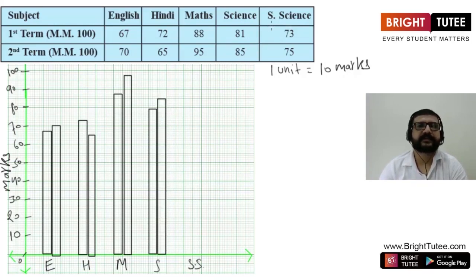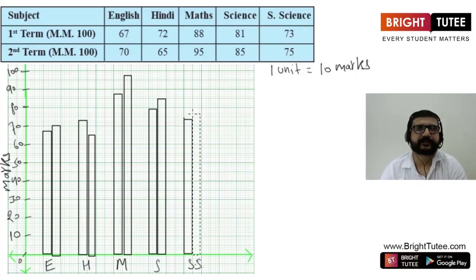And now in social science it is 73 marks in first term. So its graph will be like this. And 75 marks in the second term. So it will be just slightly higher than the first term, as the difference is very less. So like this we can form a bar graph for this given data.